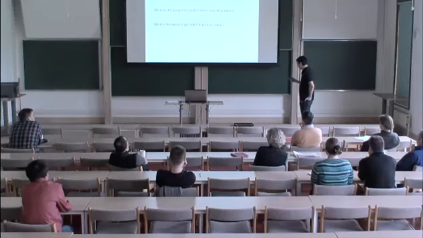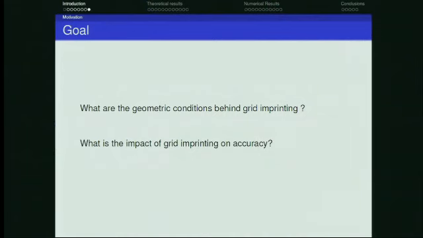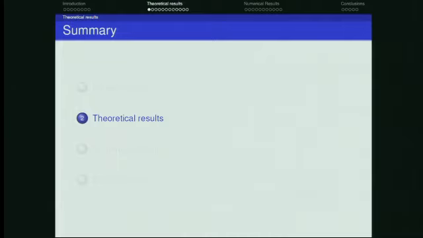Okay, so what are the two questions? The two questions are: what are the geometrical conditions behind grid imprinting? This is the first one. And what is the impact of grid imprinting on accuracy? These are the two main questions I want to answer. I've gone too far, but I hope I can answer them in time.